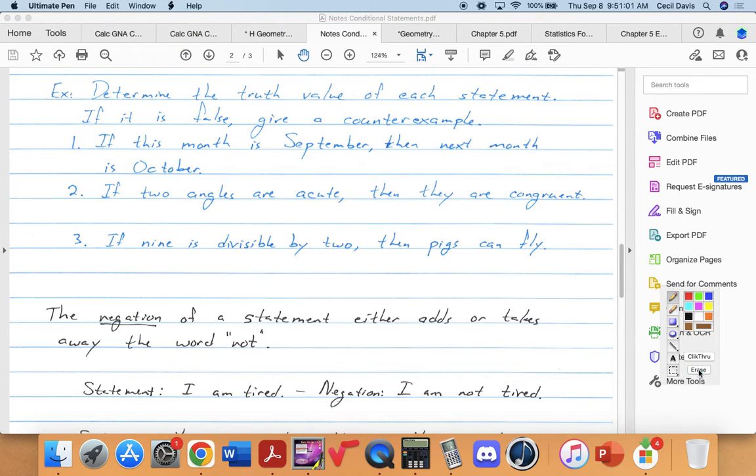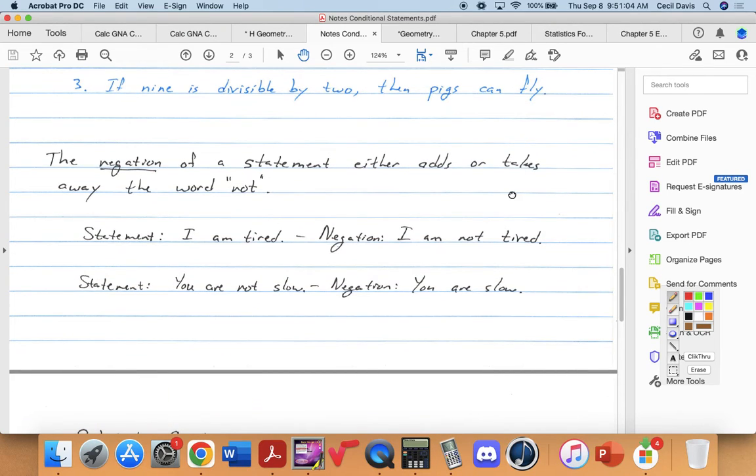All right. Let's move on to some related statements. So the negation of a statement either adds or takes away the word not. So the statement, I am tired. The negation is, I am not tired. It's not, I am energetic. It's not, I'm feeling great. It's not anything else. It has to be the exact opposite. If the statement is you are not slow, the negation is you are slow. Okay? It's always add a not or take a not away.